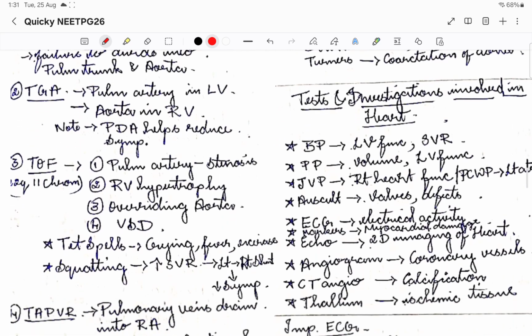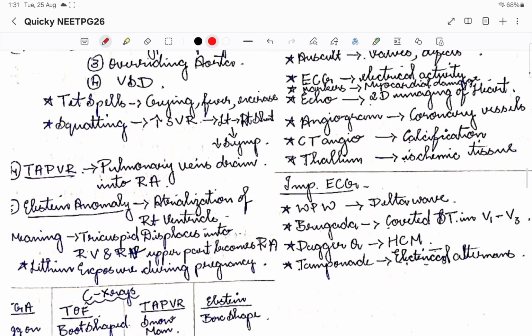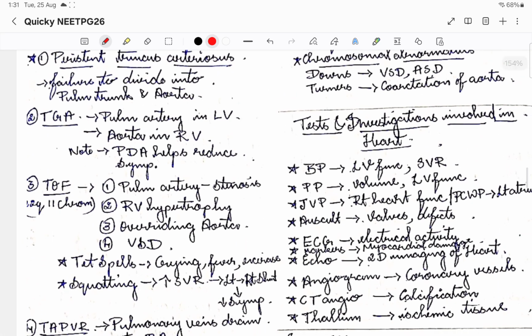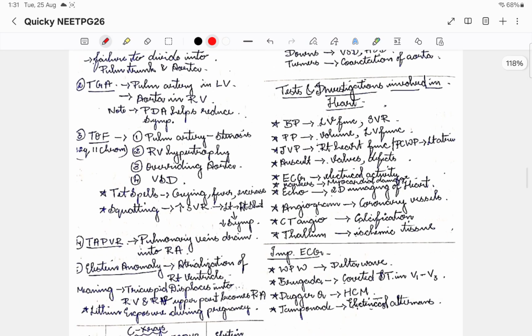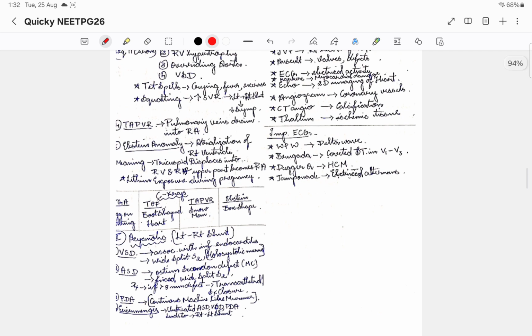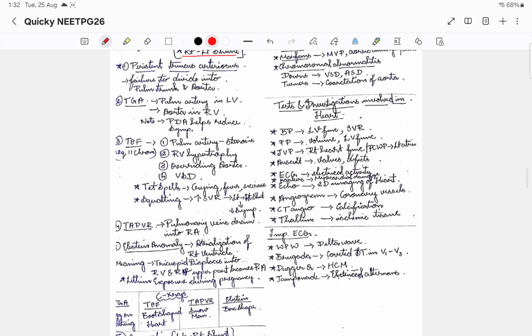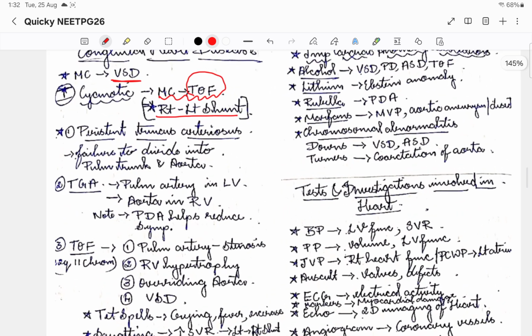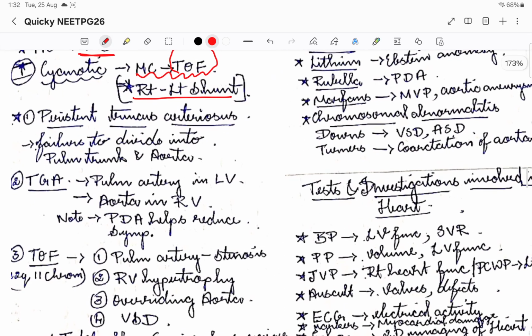Whereas in acyanotic, the reason why there is no cyanosis is because the blood from the left side is going to the right. It doesn't have any problem, so even in the long term there won't be any problem with respect to acyanotic heart disease. So this is the cyanotic heart disease that is of major concern. Let us see one by one.